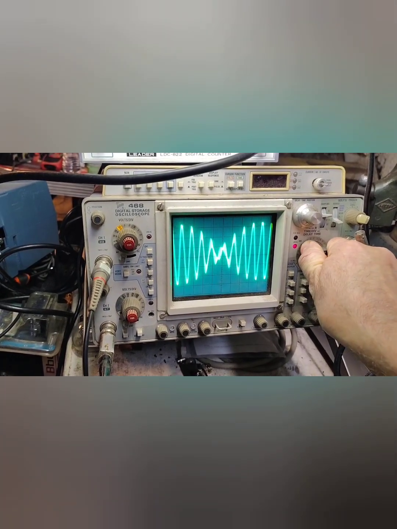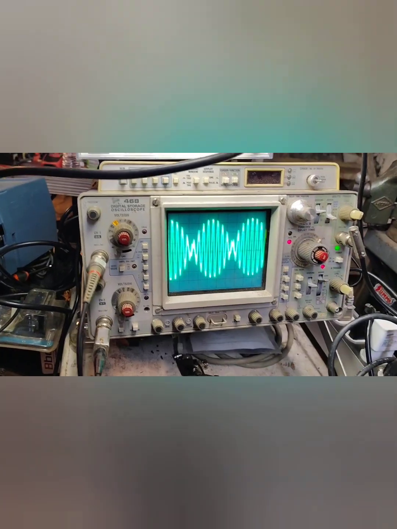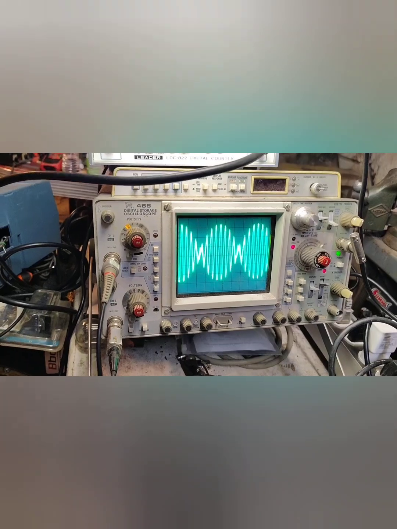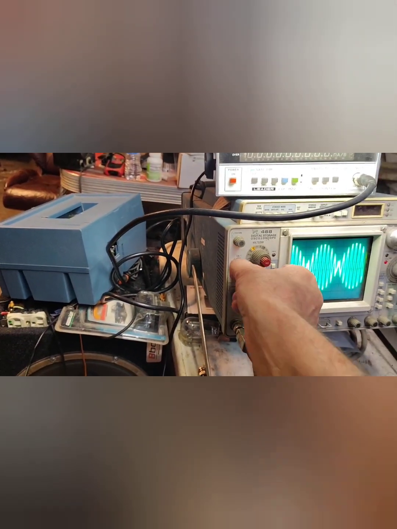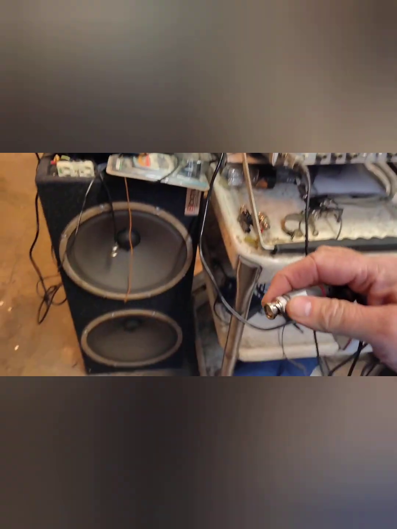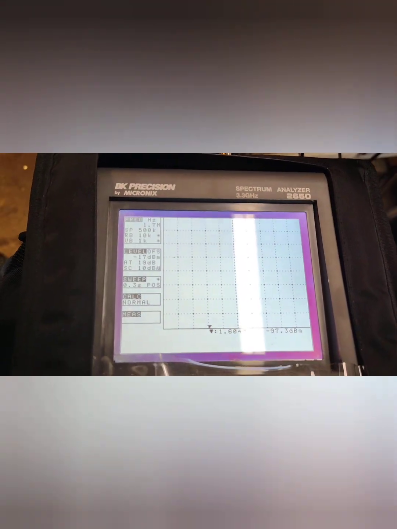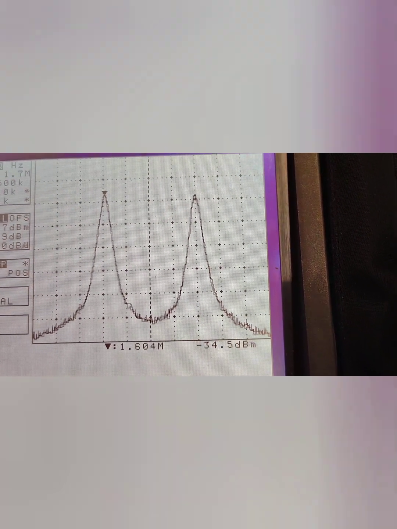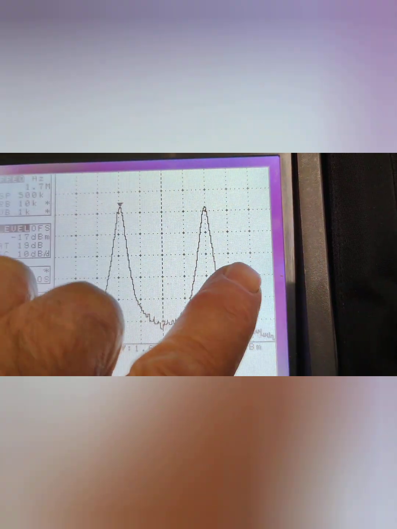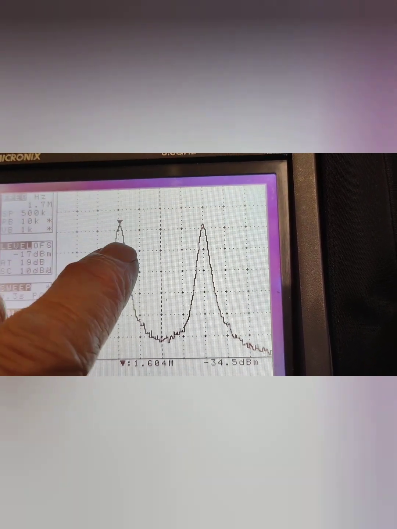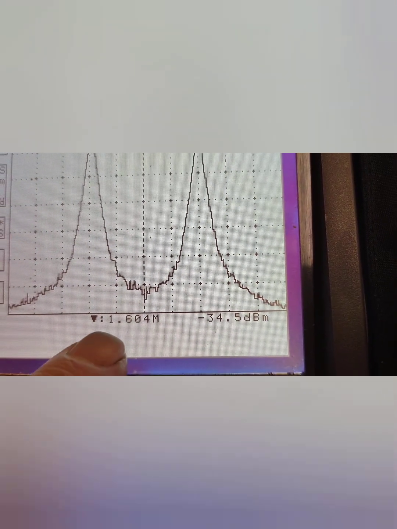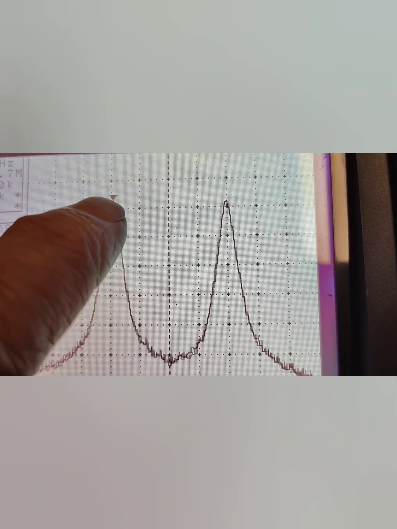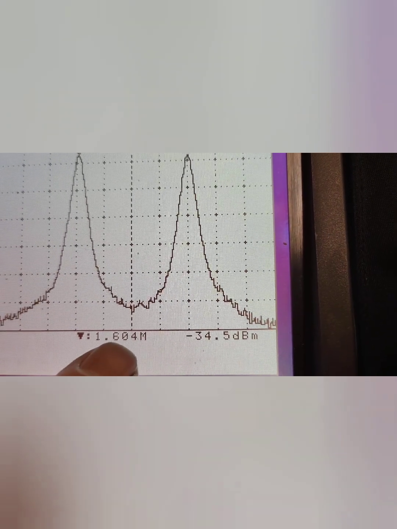Now that is the heterodyne of the two frequencies. If I disconnect that input and place it inputting on my spectrum analyzer, we can analyze the frequencies. We get 2 peaks together. This peak is occurring at 1.604 megahertz. And you can see the cursor is riding on top of that, and it's reading out 1.604 megahertz.